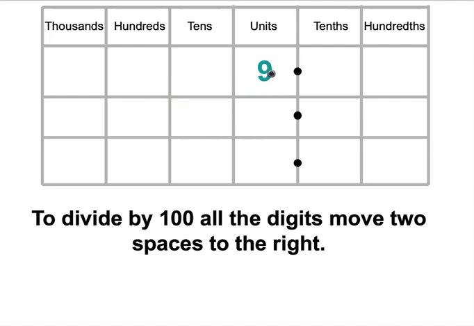Now let's look at what happens if it was 1 digit. 9 divided by 100. What will happen? It will go 1, 2. Then we have an empty space there. We have to put a placeholder. Then we write a 0, another 0 in front there to become 0.09.